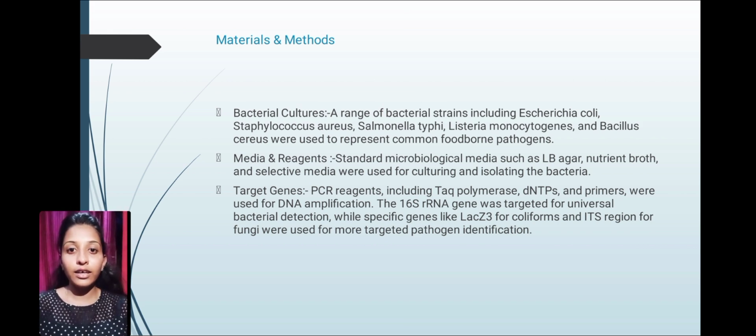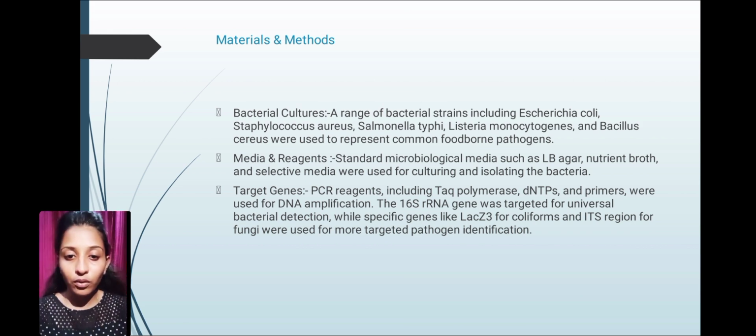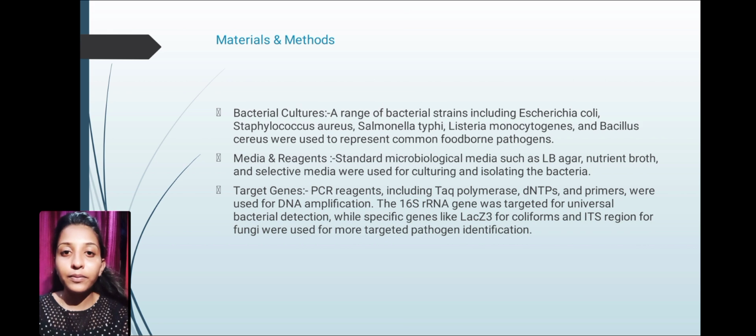Taq polymerase enhances the specificity and efficiency of the DNA amplification. Next, it requires dNTPs. dNTPs are the deoxynucleotide triphosphates. These are the building blocks of DNA, providing the necessary nucleotides such as adenine, thymine, guanine, cytosine. It also requires primers. A primer is a short DNA sequence that provides a starting point for DNA synthesis during the PCR, by annealing to the template DNA and allowing the DNA polymerase to extend the new strand.